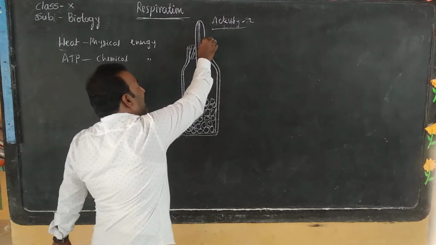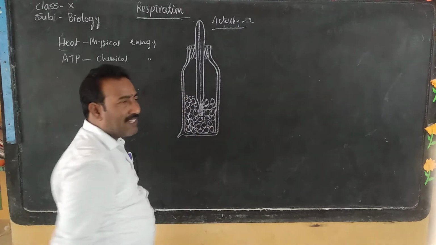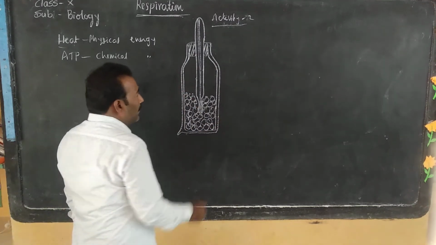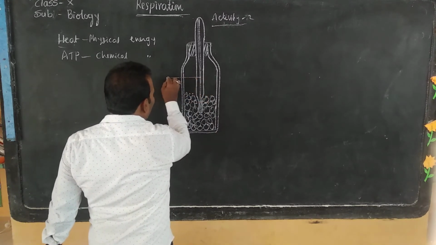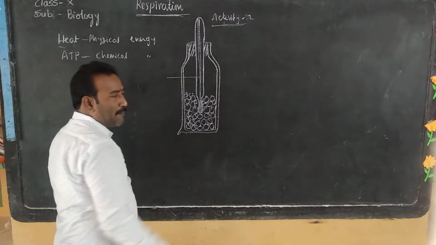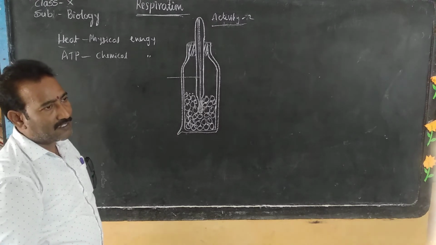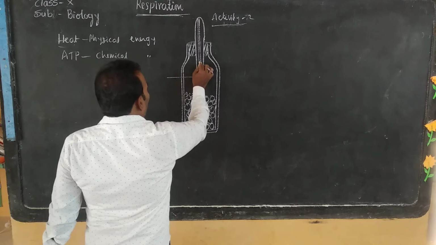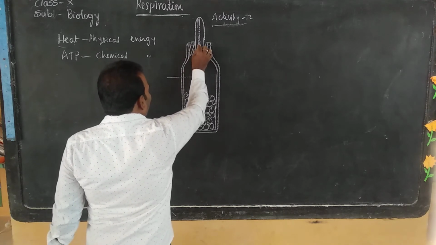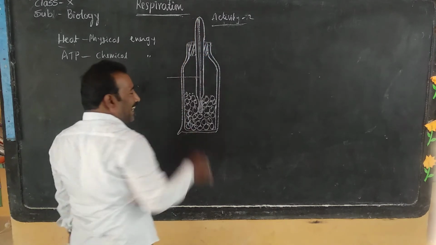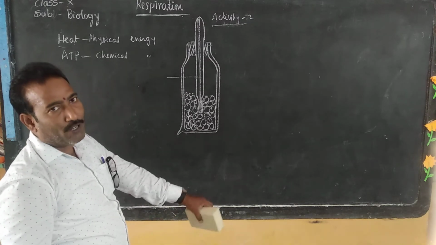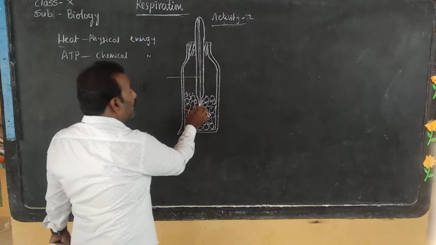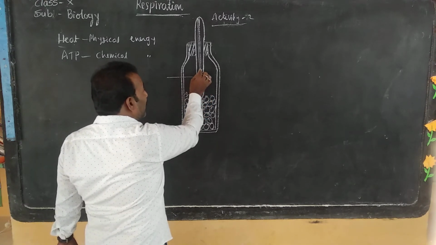Then keep this entire apparatus on the table and note the initial temperature in the thermometer. Then note the temperature every 2 hours, recording this temperature up to 24 hours. If we observe this, the temperature increases gradually.